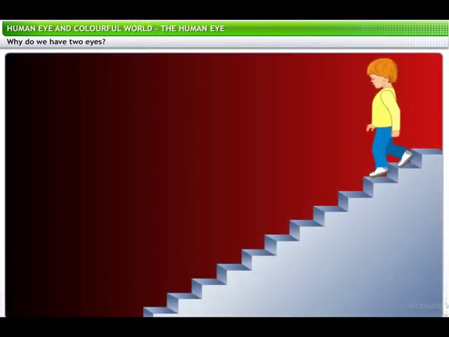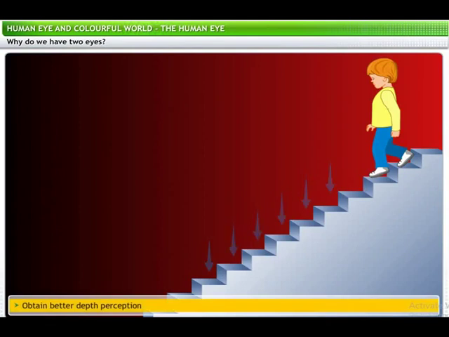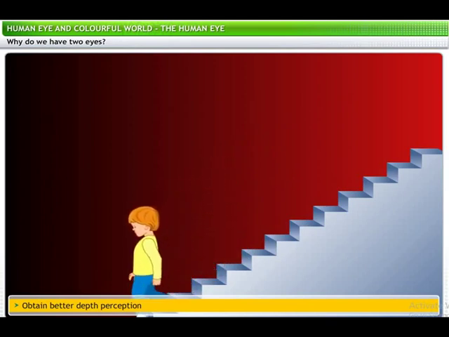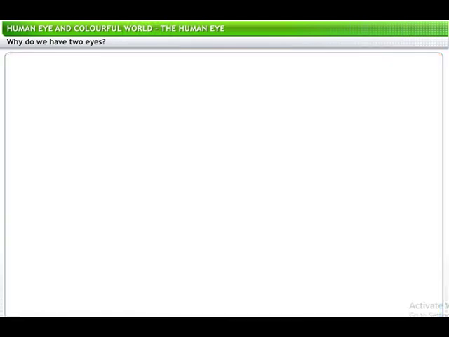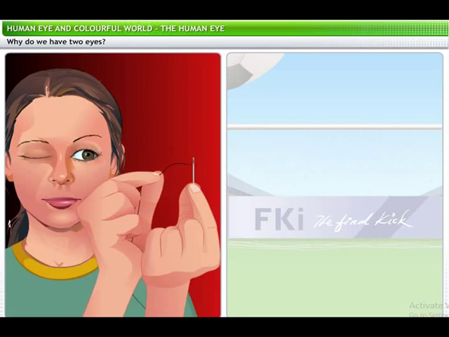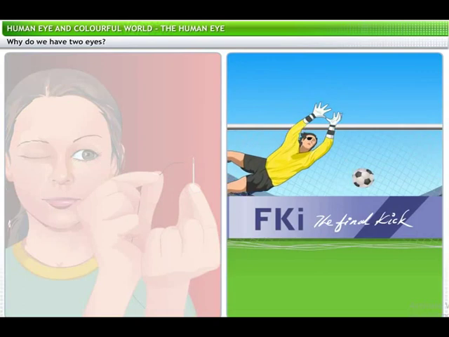Two eyes together provide you the visual ability to see the world in 3 dimensions. That is, they give you the ability to gauge depth. This is very useful while walking or judging distances. Try these activities to better understand the need of 2 eyes: threading a needle with one eye closed, and catching a ball with one eye blindfolded.